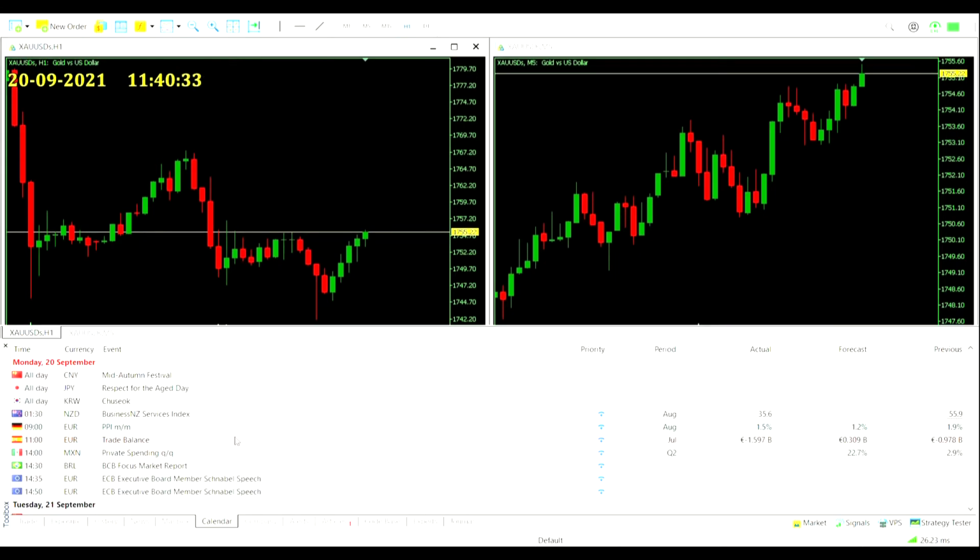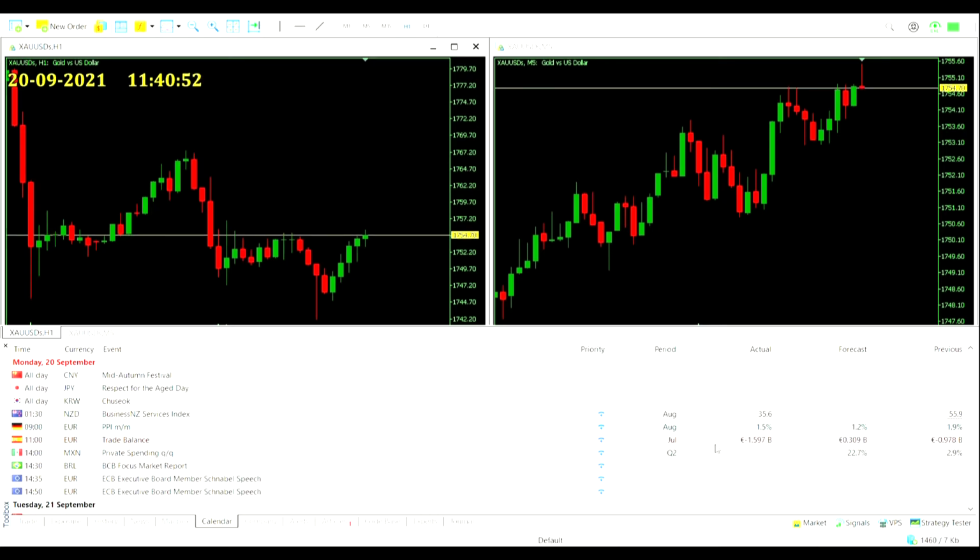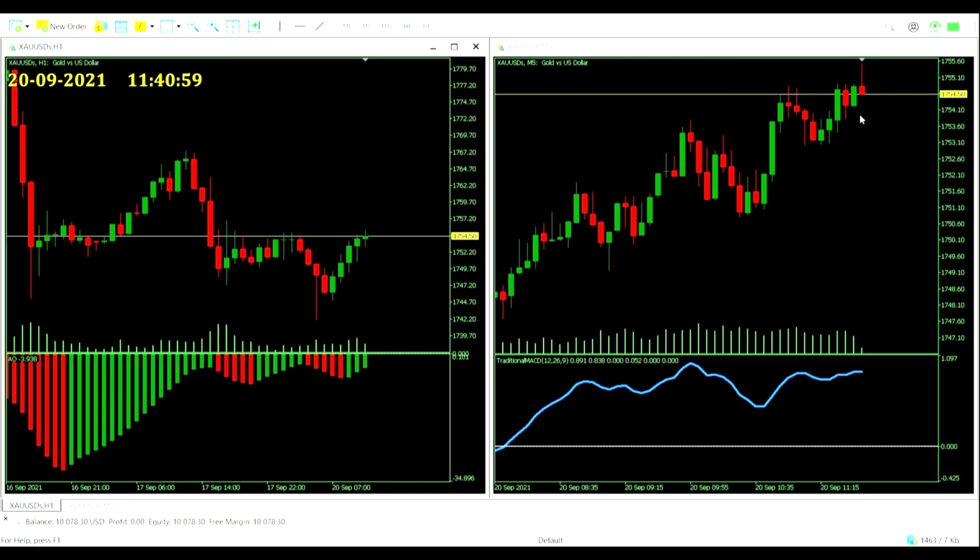We did have the trade balance for Spain coming in worse than expected, nearly negative 1.6 billion compared to a forecast of 0.3 billion and a previous of negative 0.97 billion. So not the best for them. They were hoping it was going to get better, but actually it got worse, as we do see price coming back down a little bit now.